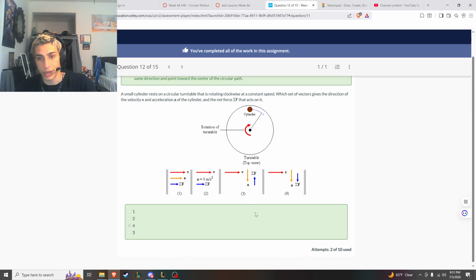And we look here and we pick 4. Velocity is going to be to the right because that's the way the rotation of the turntable is happening. Acceleration is going to be down because centripetal acceleration points towards the center. And the force follows the acceleration.